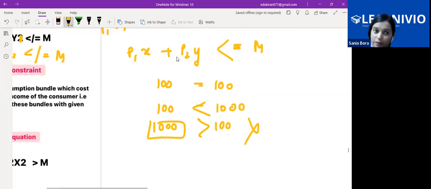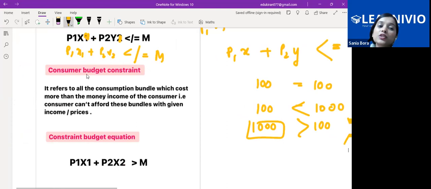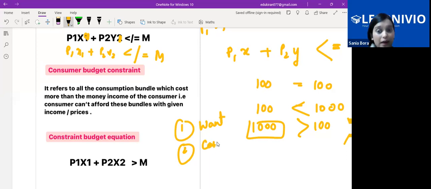Okay, now the next is the consumer budget constraint. It refers to all the consumption bundles which cost more than the money income of the consumer. That is, the consumer cannot afford these bundles with the given income and prices. Clear? Constraint means you can't afford it. So the first situation was what you want to buy, the second is what you can buy, and the third is what you cannot buy. Clear? All the names are clear.